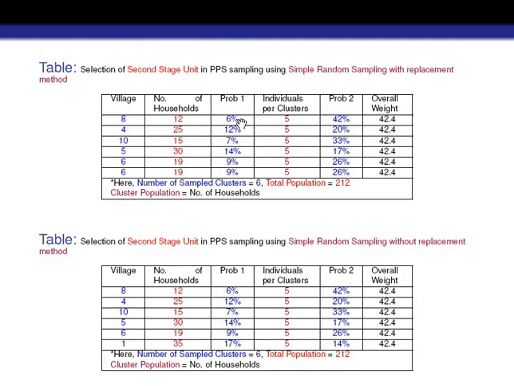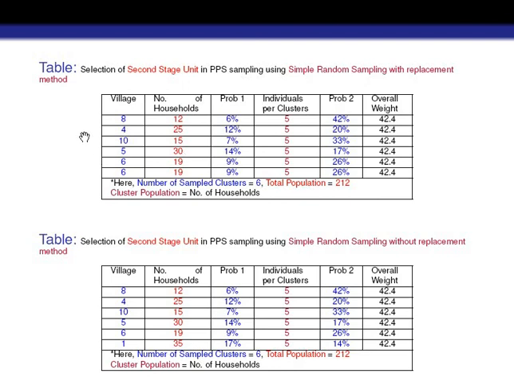Now in this table we will calculate all the probabilities or overall weight for each of the selected clusters. From here you can also see the probability of an individual being included in our secondary stage unit, or how much weight is given to each individual for being selected in our secondary stage unit.